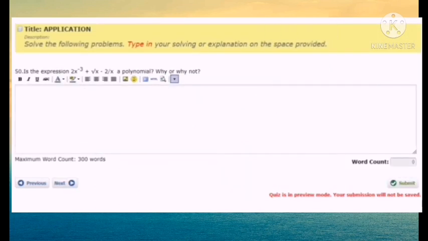And number 50, is the expression a polynomial? Why or why not? Of course it's not. There are three violations. First, there is a negative exponent on the variable. Second, there is a variable under the radical sign. And third, there is a variable in the denominator. Therefore, it's not a polynomial.